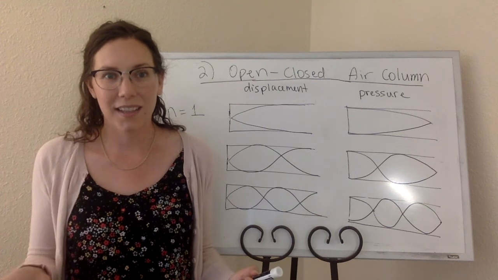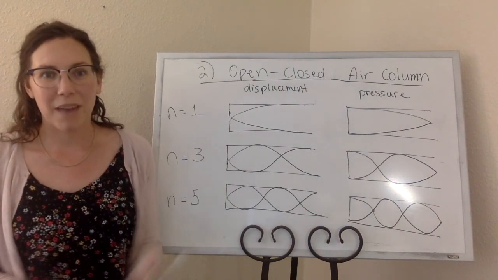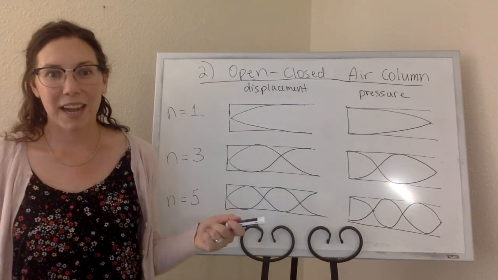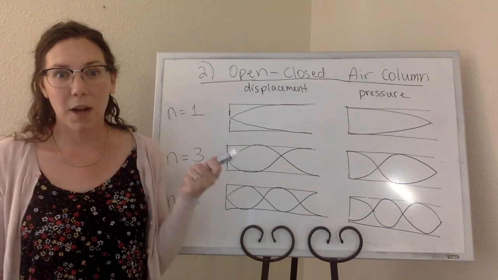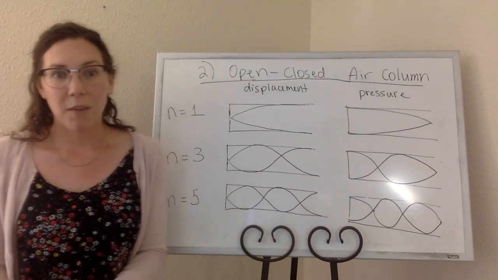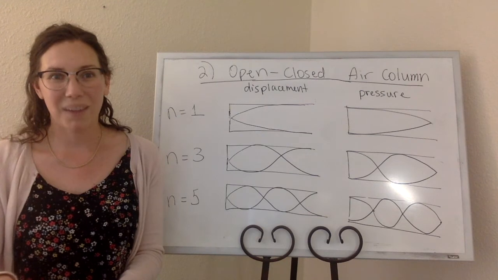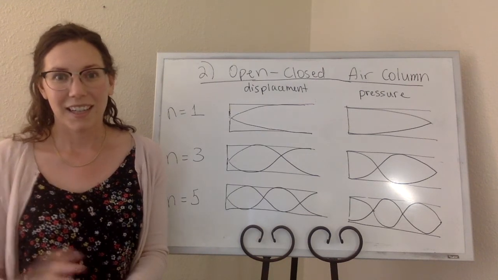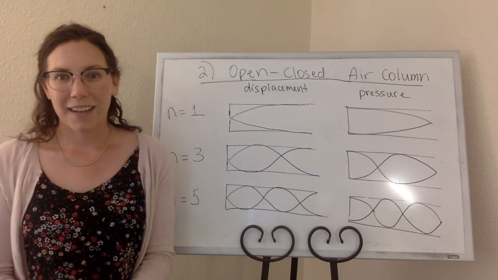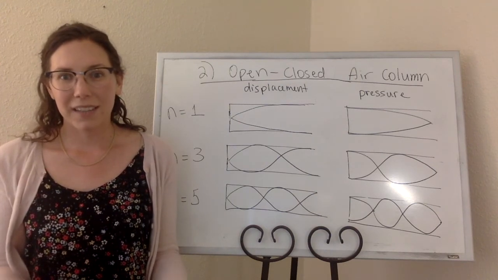I'm saying this because it's helpful to think of these in order of resonance when you're drawing the patterns, but actually these are labeled with odd integers. So we have n equals 1, 3, and 5. So the first harmonic, third harmonic, and the fifth harmonic. And only odd harmonics exist for the open-closed air column, and I'll show you why with the theory in a second.